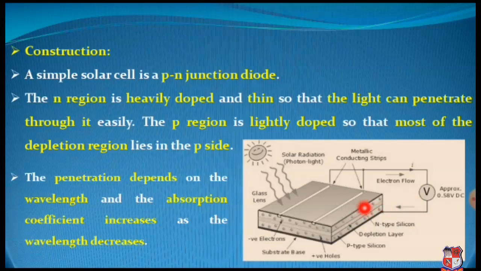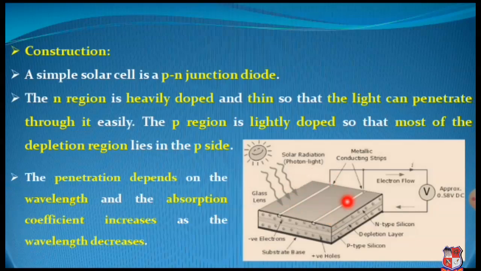Here the N-type silicon is utilized. The N-type silicon is the top surface, P-type silicon is the bottom surface, and in between the depletion layer has been utilized. The topmost surface is the glass lens, as we can see. The metallic contacts have been utilized, which are working as an electrode.